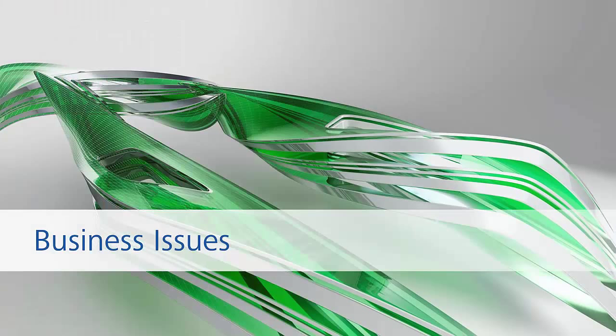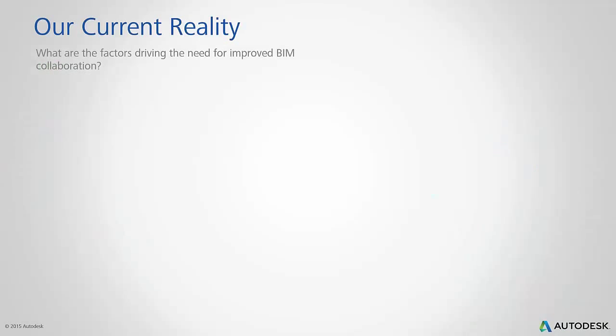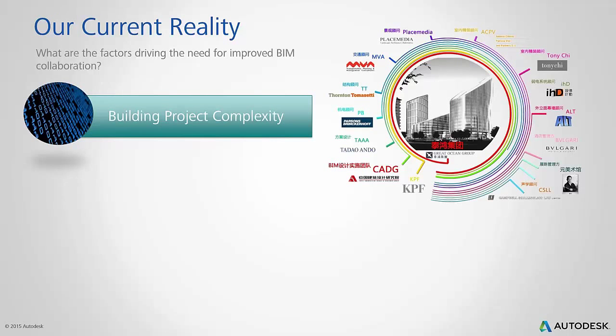Okay, so the first part of our agenda, we're going to look at the business issues. So this is looking at what factors are driving the need for improved BIM collaboration. So Revit's now been around for about 18 years. We acquired it from Charles River Technologies, released it under the Autodesk name as Revit Architecture to begin with. Then we brought in Structure and MEP.